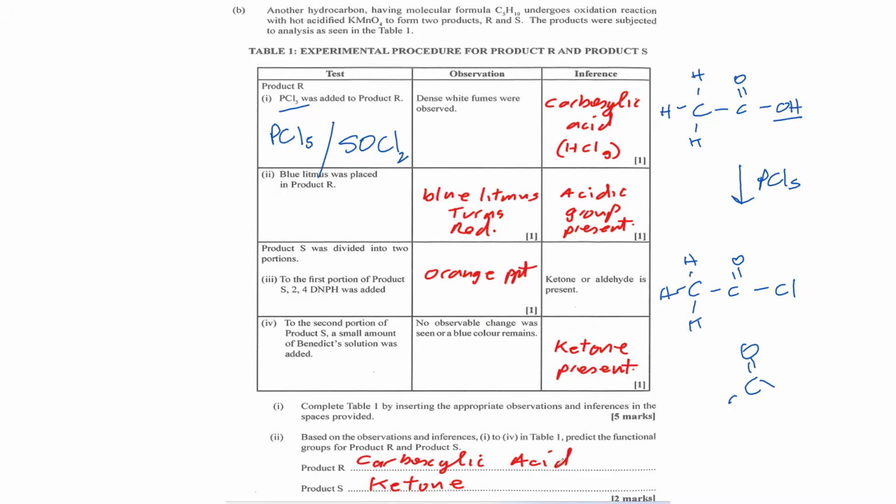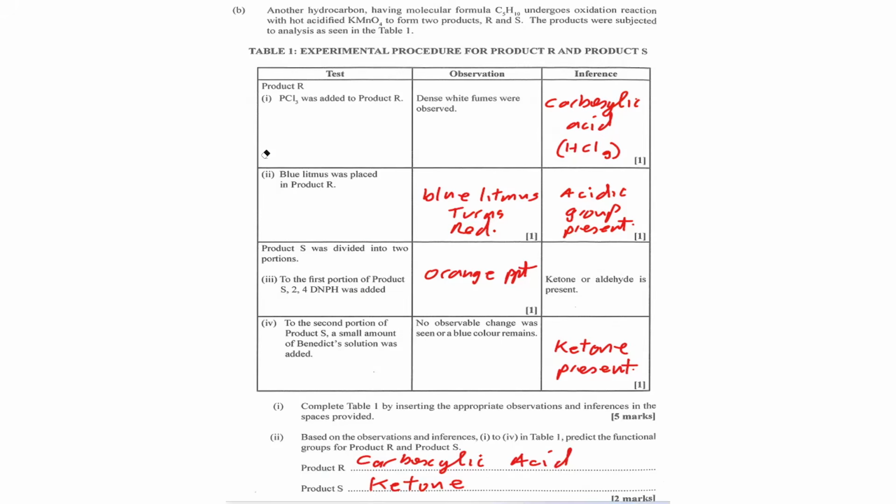And so we know that our functional group for R is carboxylic acid, and our functional group for our product S is a ketone. So let me explain this a little further as to why we have this observation and the conclusion that we have a carboxylic acid present and a ketone. Our hydrocarbon is C5H10, so we are confirming that it is an alkene. So CnH2n is the formula that we're using to confirm.